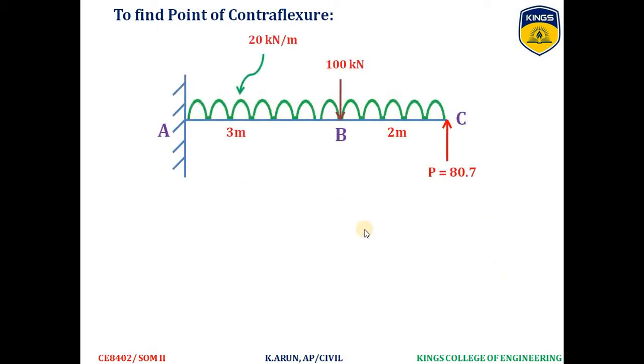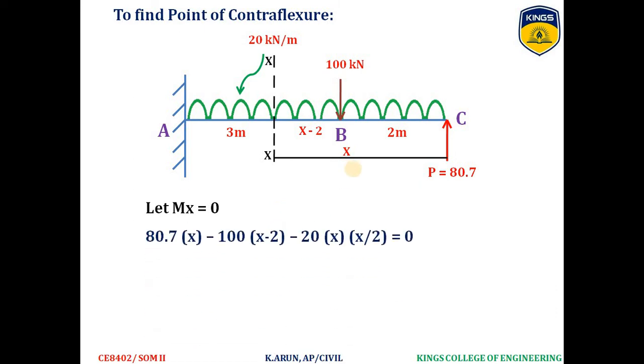So this is the question. I am considering a section XX at a distance x from the free end C. I am considering the moment at section x to be equal to 0, since this is an assumption. So prop reaction into distance x, minus 100 into distance x minus 2, and we are having a UDL, so 20 into distance x into x by 2, equal to 0.